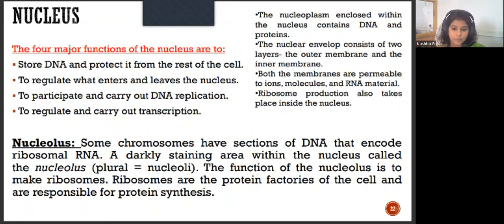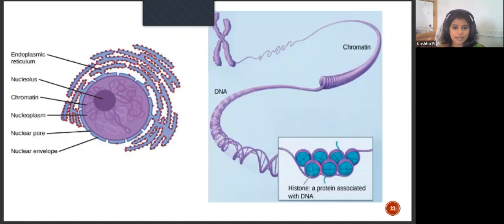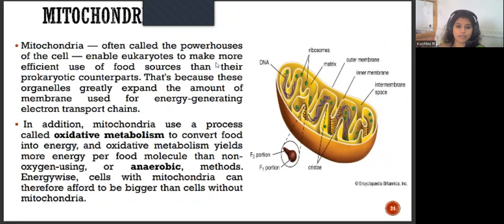Proteins are ultimately a combination of amino acids. So protein synthesis is very important in a cell, for which numerous ribosomes need to be produced, and the nucleolus is highly important because it synthesizes ribosomes. Ribosomes are the protein factories of the cell, responsible for synthesizing large amounts of proteins. Then comes the mitochondria.